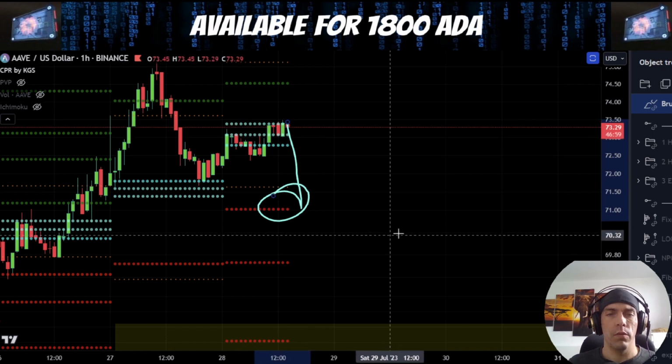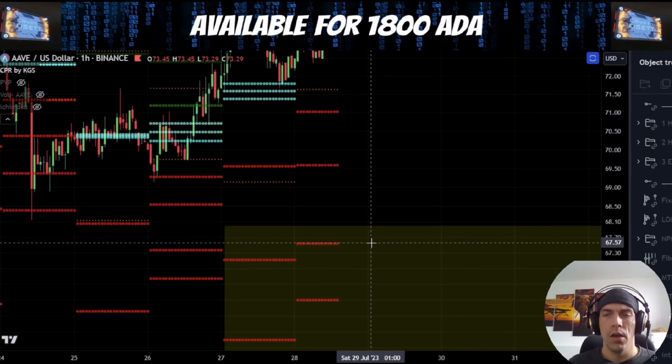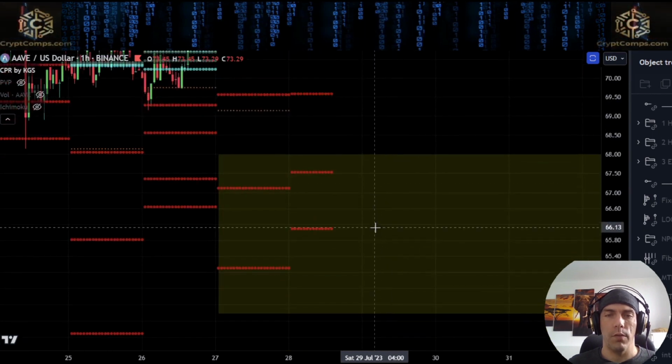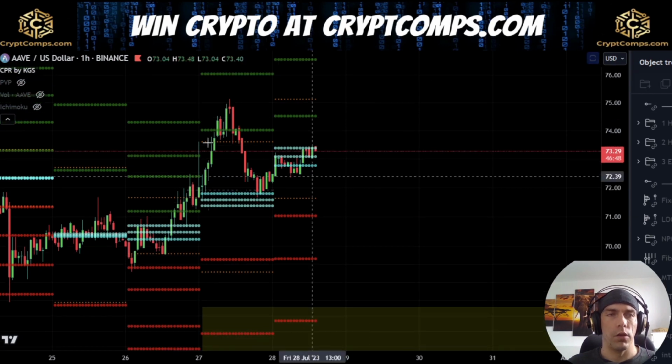If we lose this level, other downside targets for today would be this area here of the 69.60. We have this 67.55 and this lower level here of the 66.11 as possible targets to the downside for today.